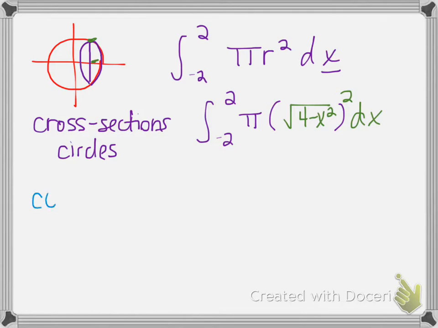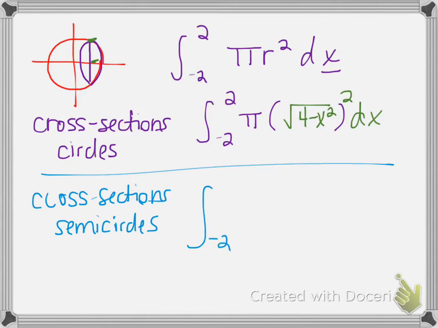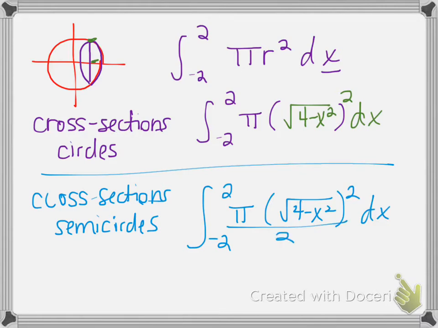Now, what if it said cross sections are semicircles? Well, the only thing that's going to change is that instead of pi r squared being the formula, I have to divide it by 2, because I don't have a circle, I just have half of a circle. The 1/2 could come on the outside if you'd rather it not stay right there.